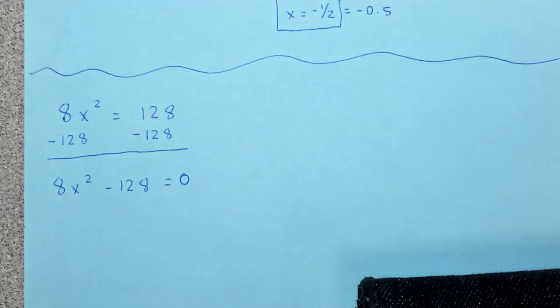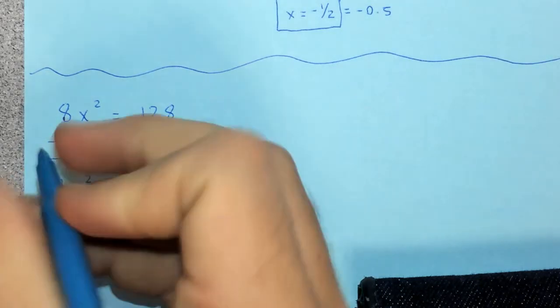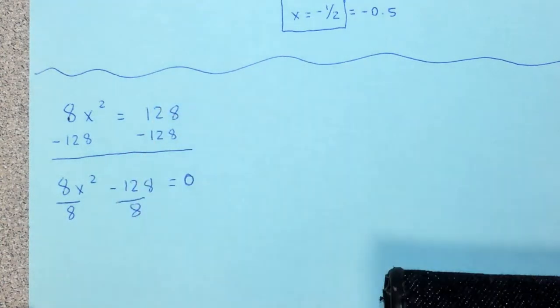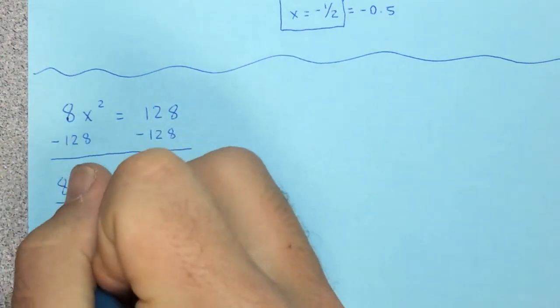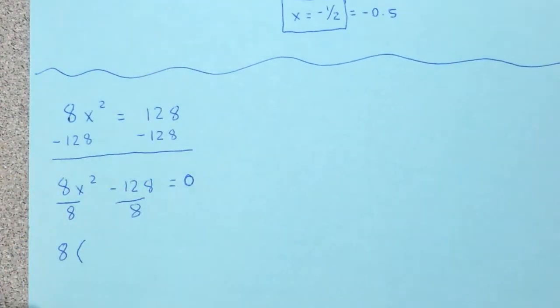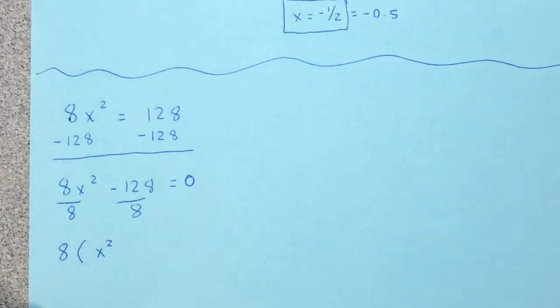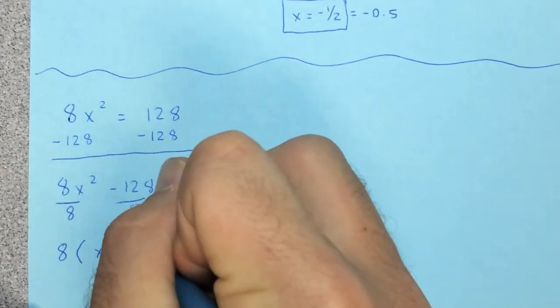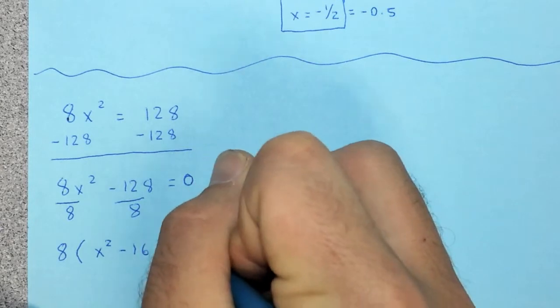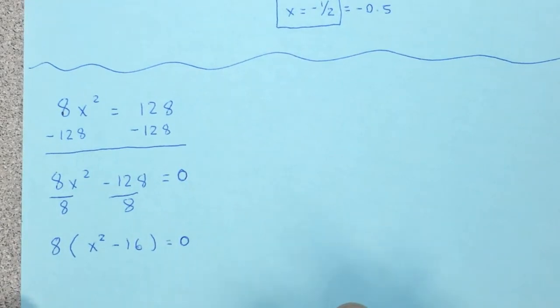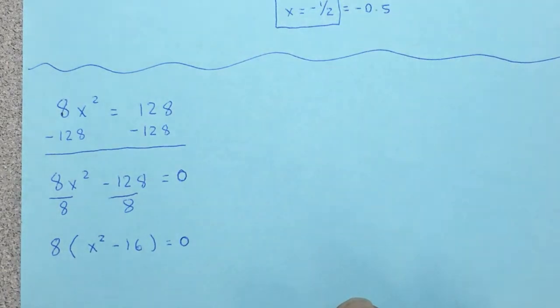So if I pull that 8 out, I'm going to divide by 8. Divide by 8. So I have an 8 on the outside. 8 divided by 8 is x squared. 128, I'm getting into big numbers, divided by 8 is going to be minus 16 is equal to 0. Now, there are two ways that you can tackle this problem.